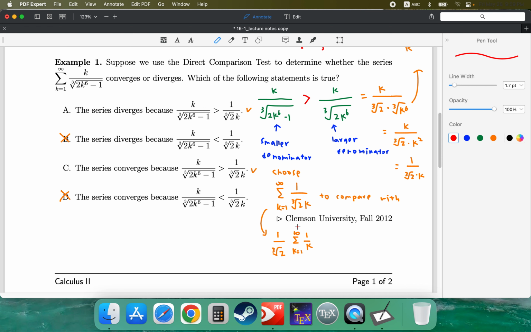But what kind of series is the summation of 1 over k? Good, this is a p series with p equals 1, right? Or you can say this is a harmonic series. So this is a p series with p equals 1, and we know that if p equals 1, then this series diverges.